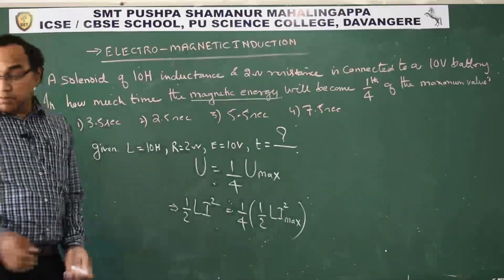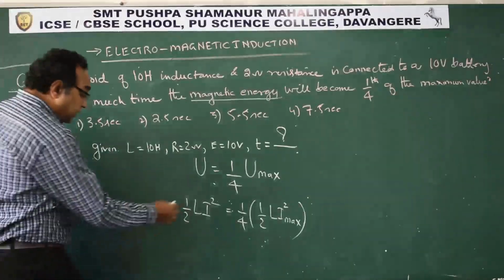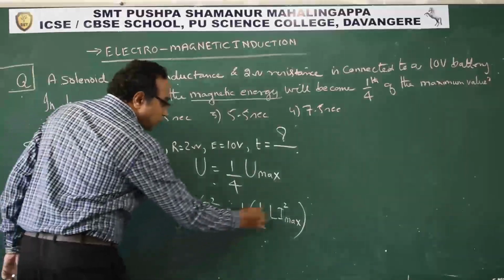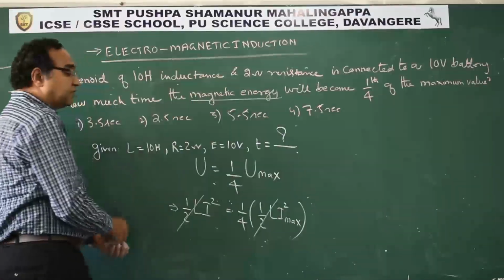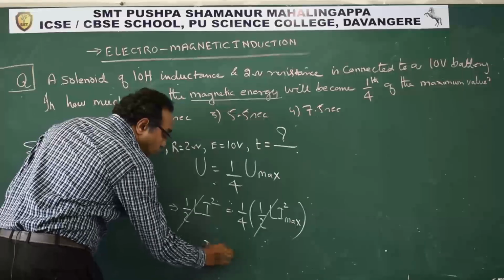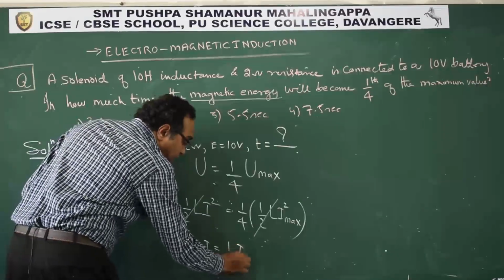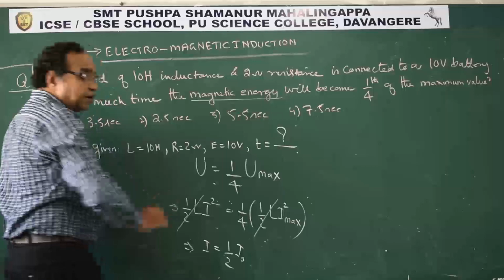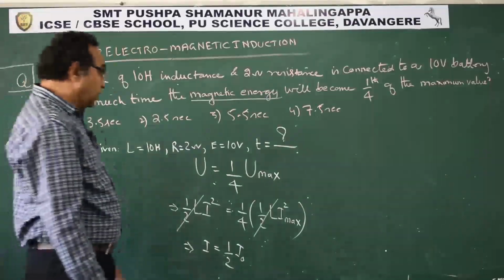So if you simplify this equation, what are you getting? Half, L cancels here. So what will you get from this? This means I is equal to half of I naught, because square is there, taking root on both sides.